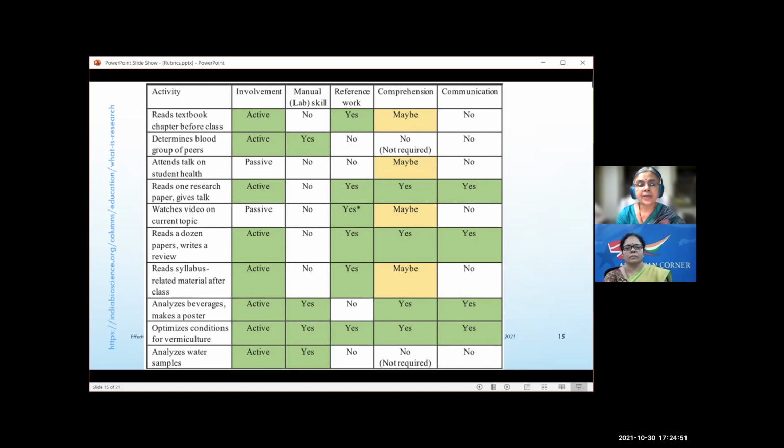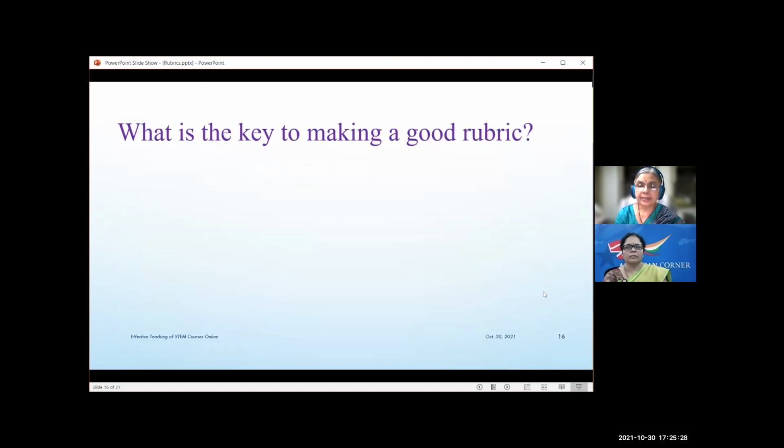On the other hand, a person who read a dozen papers, which is somewhere here, right? So yes, it required reading, whereas watching a video or attending a talk was passive, right? They didn't go to the lab, but they have done a lot of library work. They had to digest all that material, and they had to actually bring out some output, right? So my point is, you think for yourself, what are your goals that you want the students to accomplish, and make a rubric like this, so that once you have made it, you can actually share it with the students too, right?